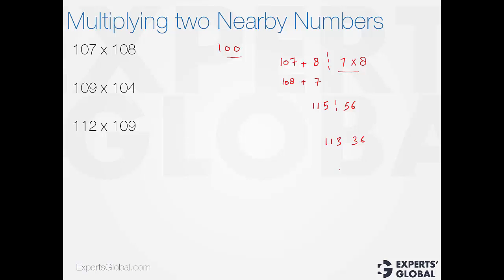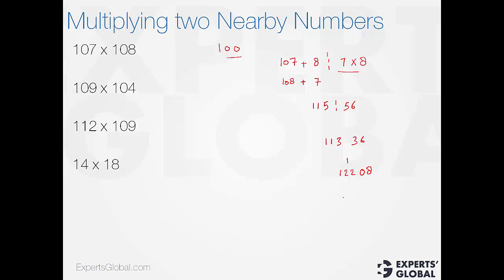112 into 109, it would be 12 into 9, 108. But remember, I can have only 2 digits here, 08. So 1 carry comes here. 112 plus 9 is 121, and 1 carry makes it 12208.